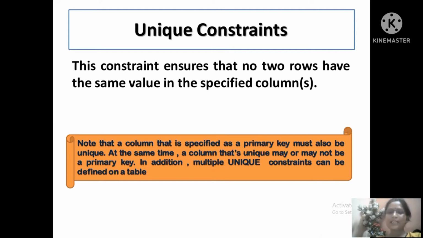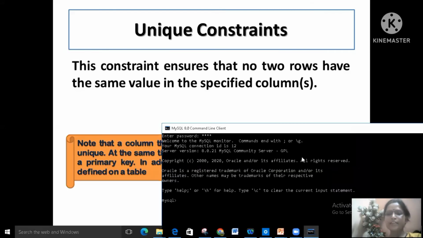Almost, primary key and unique constraints both are same in the way that they both don't allow duplicate values in each and every record, right? But there is still some difference that we will discover right now. So unique constraint, let us see practically what is unique constraint.